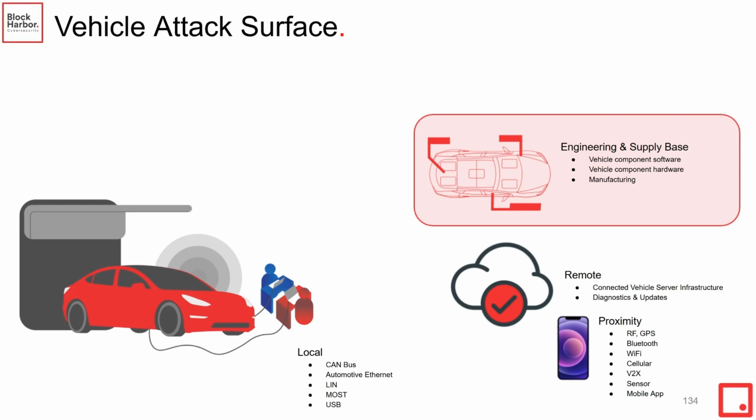Sensors and mobile apps. Hackers can manipulate sensors such as LiDAR or cameras or exploit vulnerabilities in companion mobile devices to gain access to vehicle systems. Implementing strong security protocols for wireless communication and proximity-based services is essential for reducing the attack surface. In summary, understanding the vehicle attack surface is crucial for developing a comprehensive cybersecurity strategy.